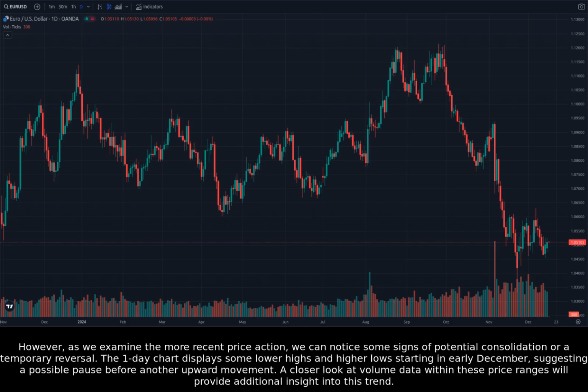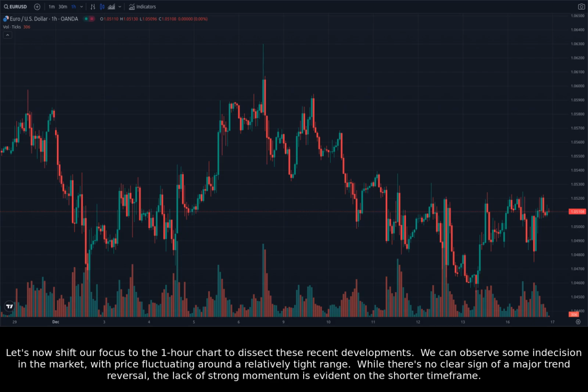However, as we examine the more recent price action, we can notice some signs of potential consolidation or a temporary reversal. The one-day chart displays some lower highs and higher lows starting in early December, suggesting a possible pause before another upward movement. A closer look at volume data within these price ranges will provide additional insight into this trend. Let's now shift our focus to the one-hour chart to dissect these recent developments.